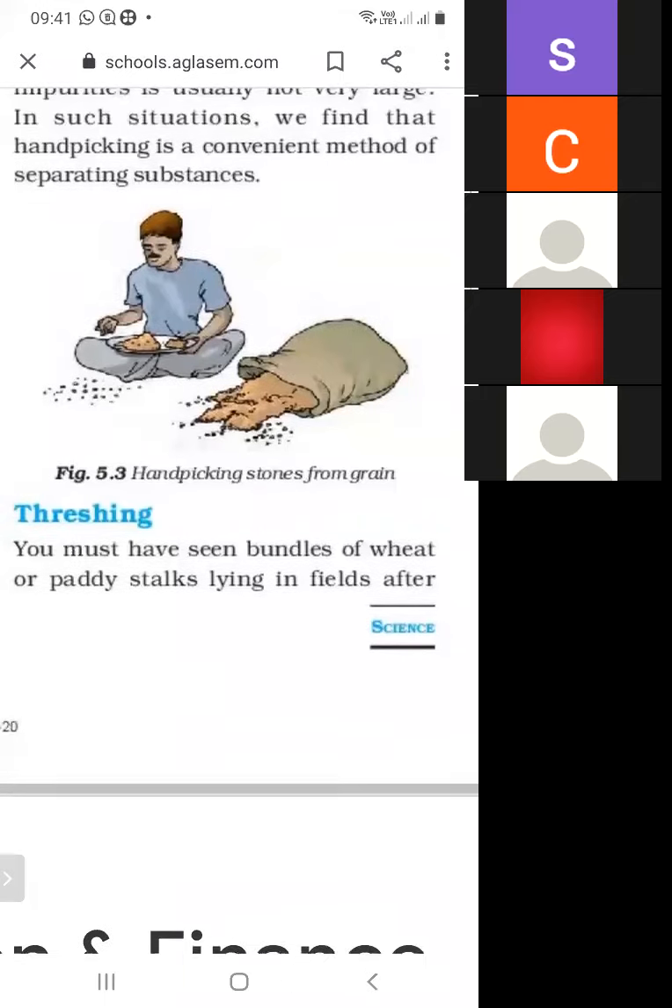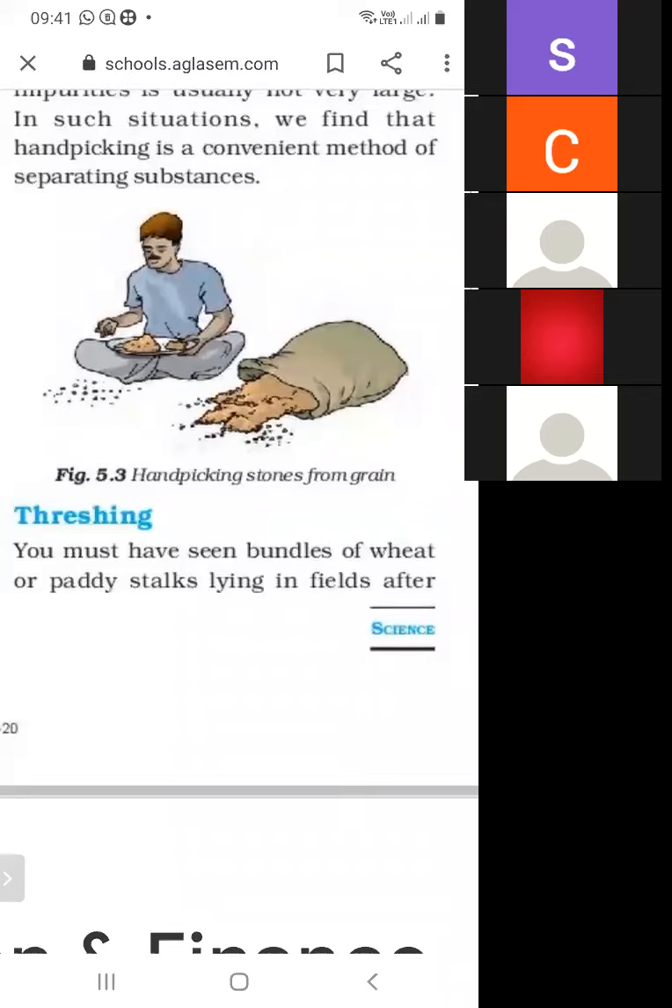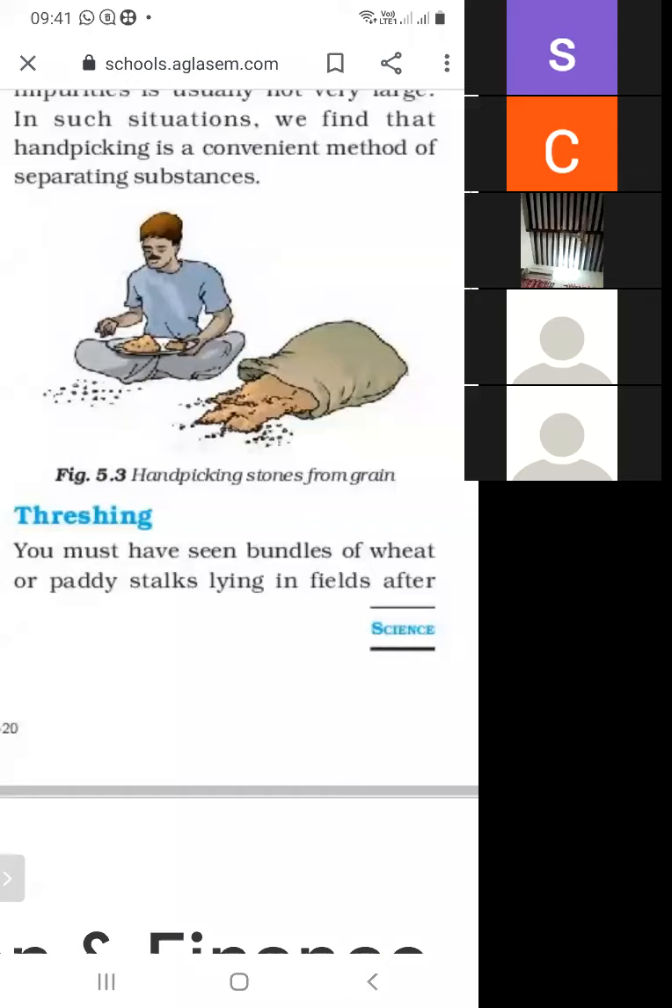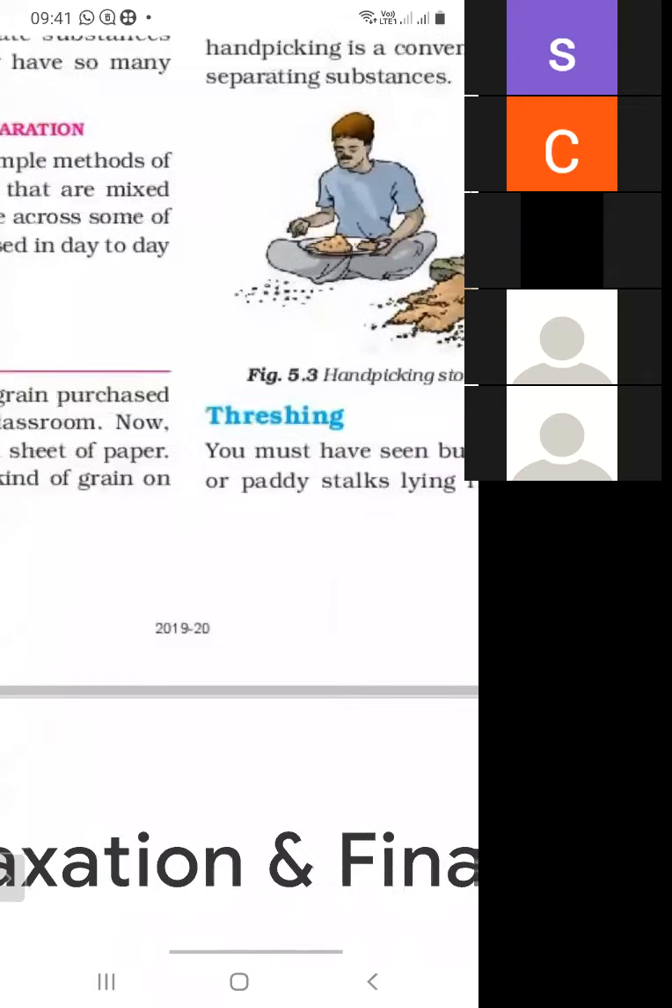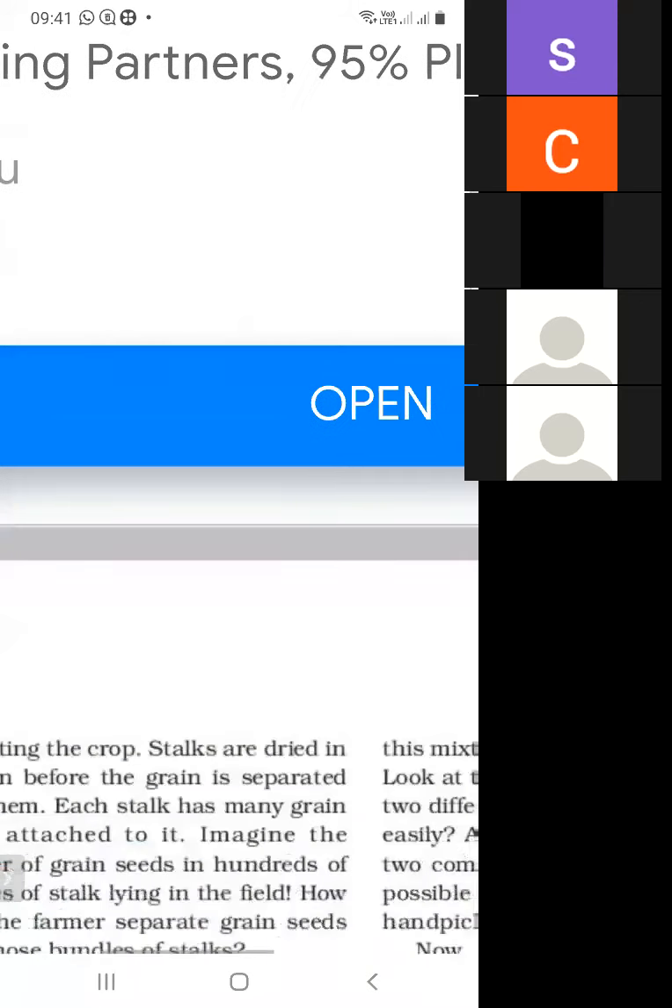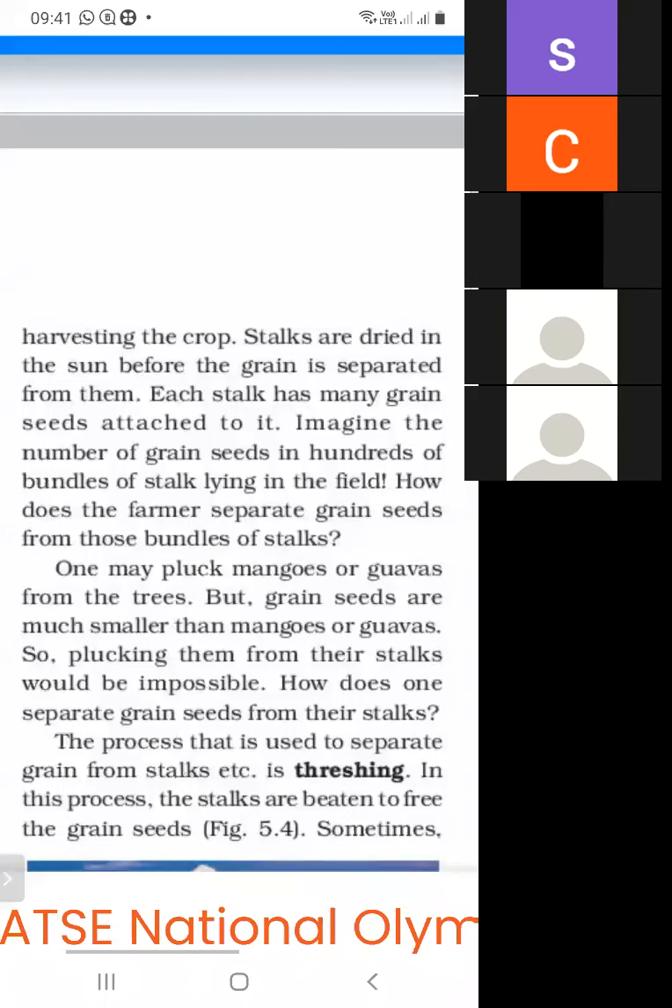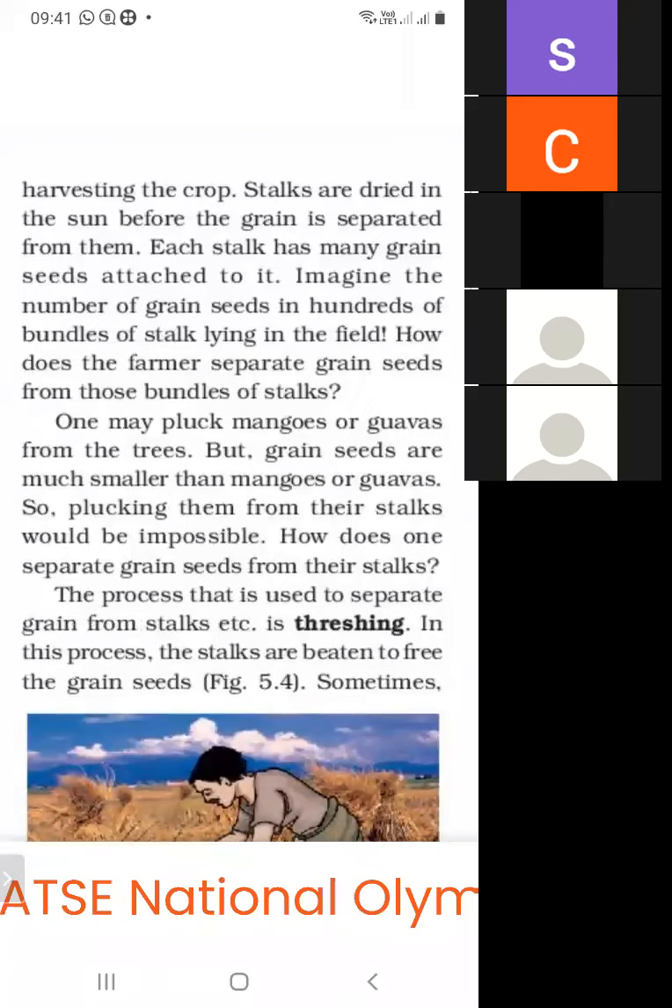The first method is hand picking. And what do you mean by hand picking? The process of separation of impurities by the hands is called hand picking. And what is the next process? Threshing. You must have seen bundles of wheat or paddy stalks lying in the field after the harvesting of the crop. So we have learned about this process.